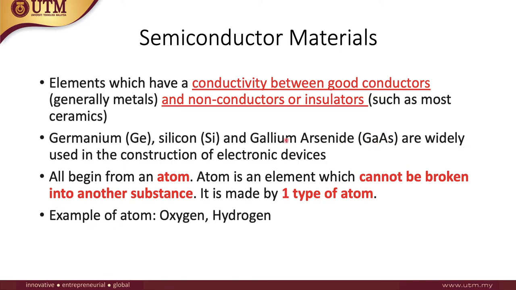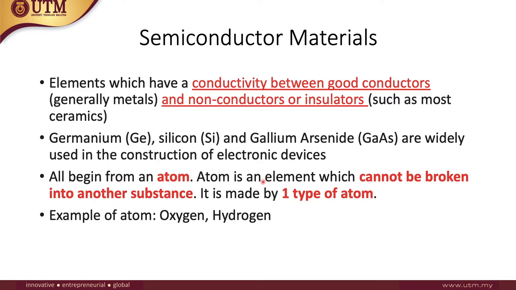Okay, so these three materials are widely used in the construction of electronic devices, right? So most electronic components are made from germanium, silicon, and gallium arsenide. All of this begins from an atom. Okay, you should know this. Everything begins from an atom.